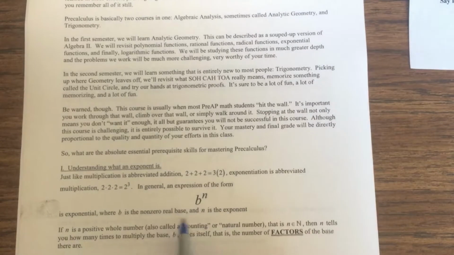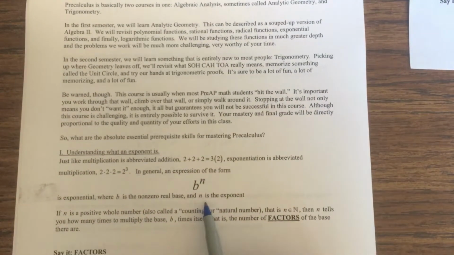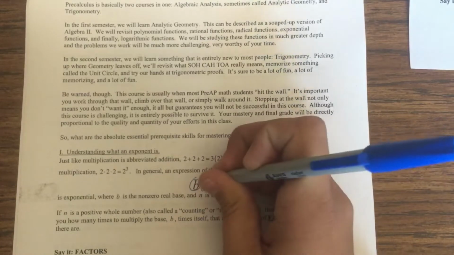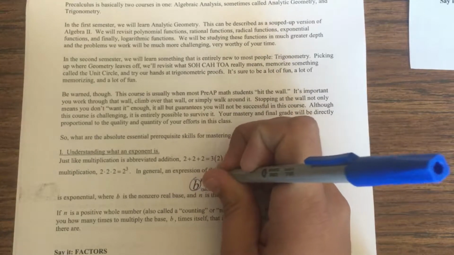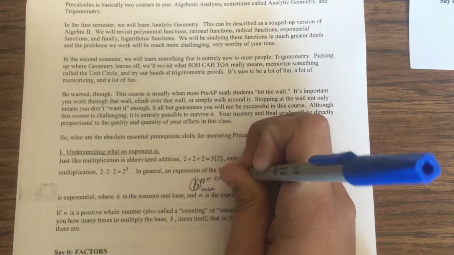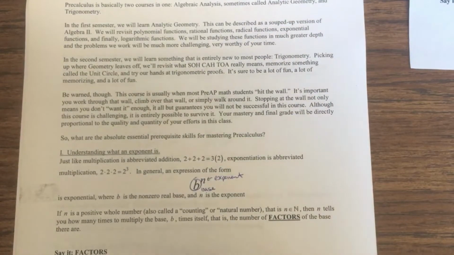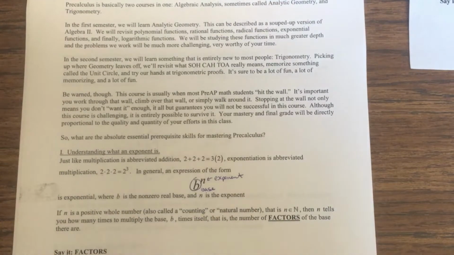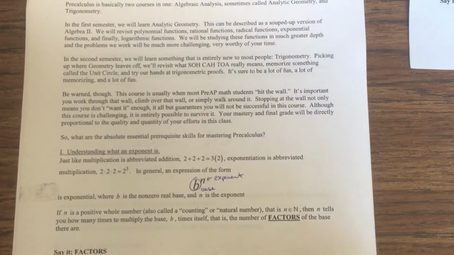So the first rule, you need to make sure that you understand what an exponent looks like. So obviously this is going to be your exponent base. This is your actual exponent. Okay, and exponents are just repeated multiplication. So if you have something like 2 times 2 times 2, that's really 2 to the third power. So the exponent, again, represents repeated multiplication.